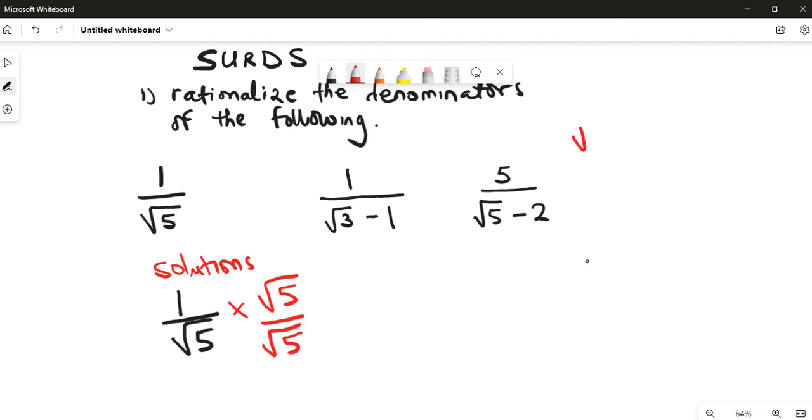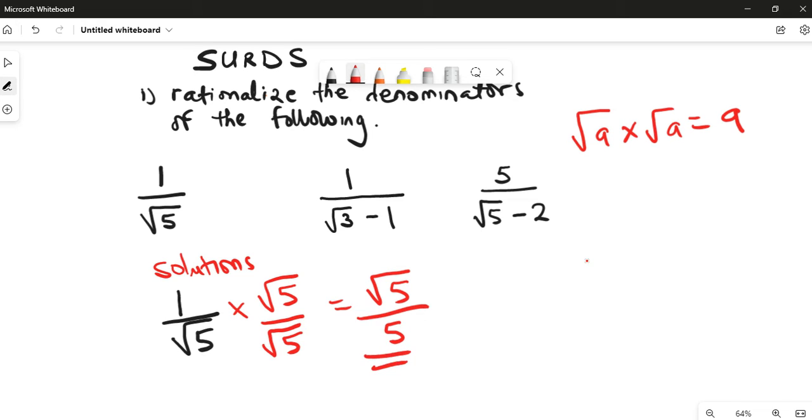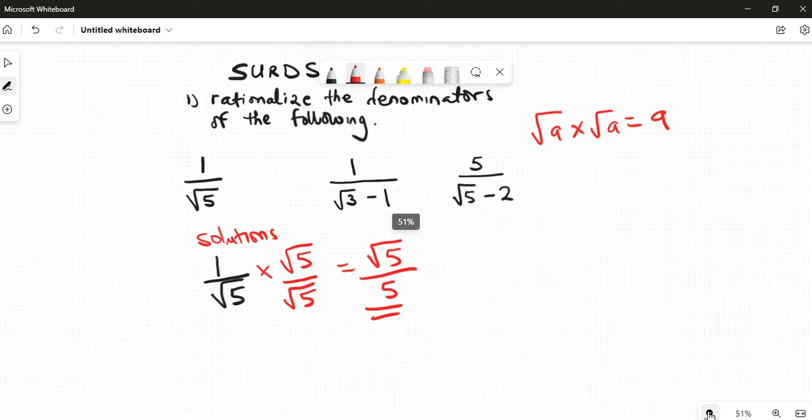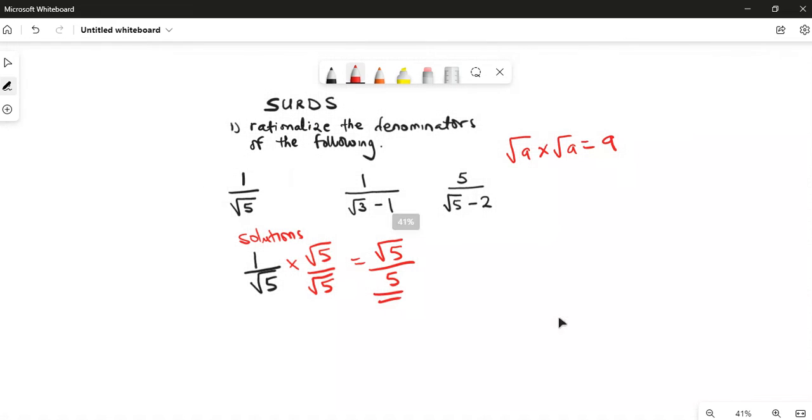Because if you remember from surds, the root of a times the root of a equals a. So 1 times the root of 5, we get the root of 5, over the root of 5 times the root of 5, we get 5. So our answer is the square root of 5 divided by 5. We go to our next question.